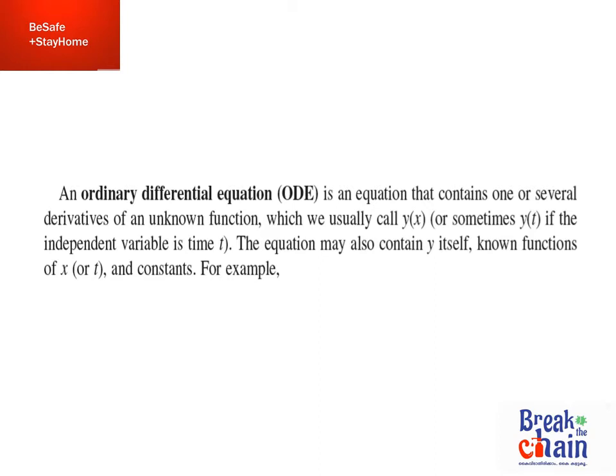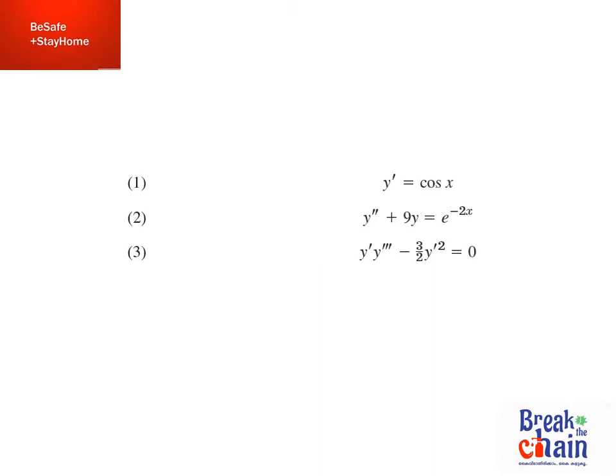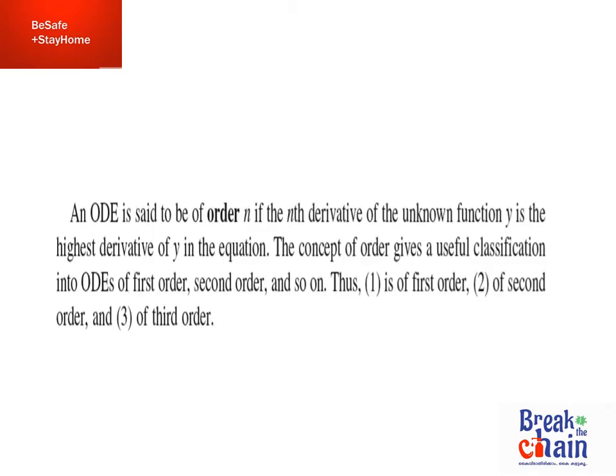Let us see some examples. y dash equals cos x. The order is 1 because we have y dash only, dy by dx. And in the second equation the order is 2 because we have d square y by dx square. And in the last equation we have two differentials. One is dy by dx and another is d cube y divided by dx cube. So here the order of the highest derivative is 3. So naturally the order of the differential equation is 3. So this is about the order.